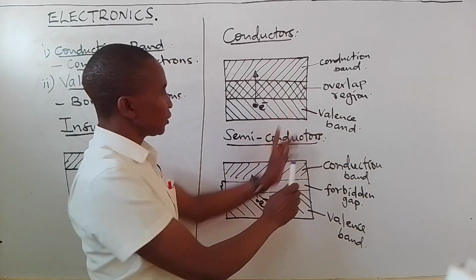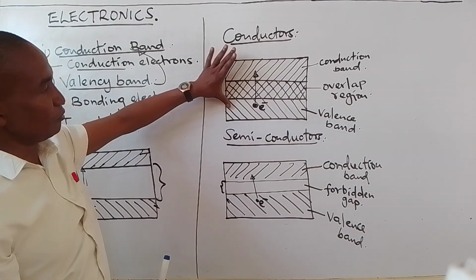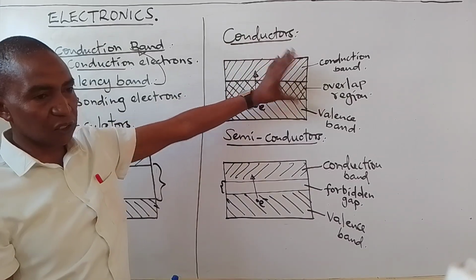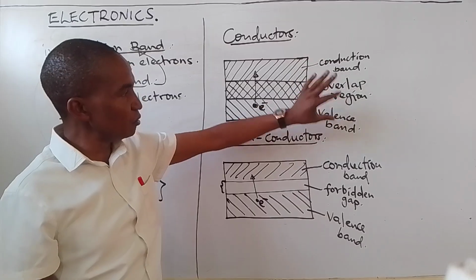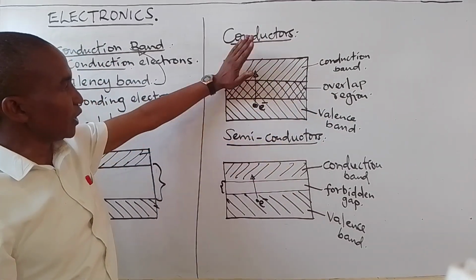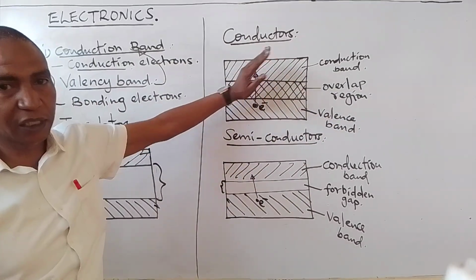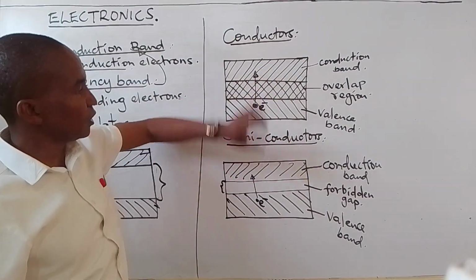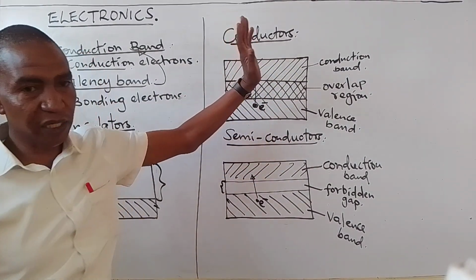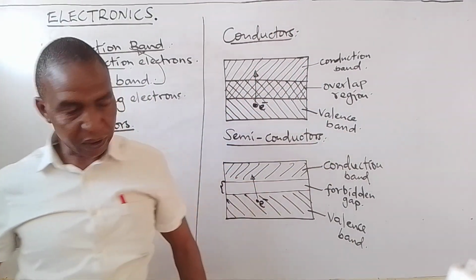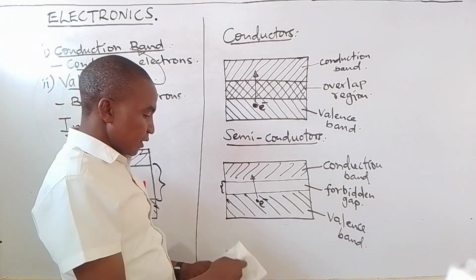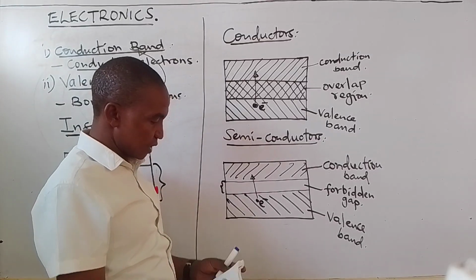In the conductors, you have seen there is no gap. The valence and the conduction band regions overlap, creating an overlap region between the two of them. And that enables very efficient flow of electrons from the valence band to the conduction band without necessarily requiring energy to be supplied. The next thing now, let's look at semiconductors.